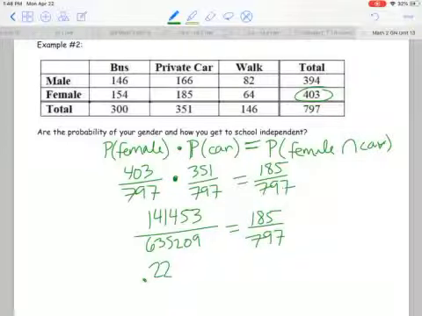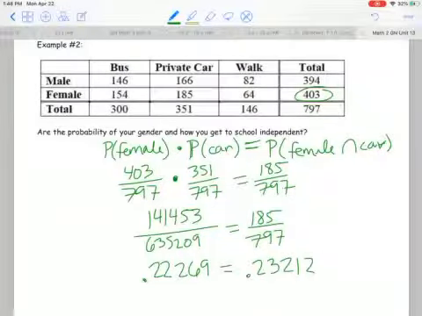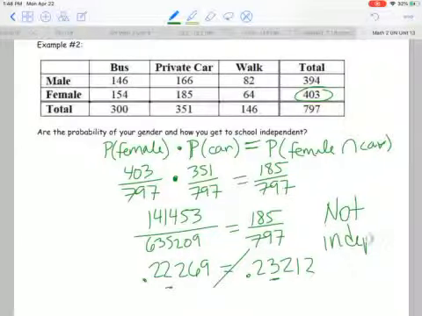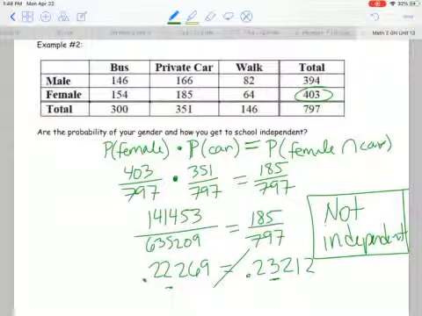So what I'm going to do is make sure I keep lots of decimal places to do this. So I get 0.22269. See how many decimal places I took? I'm going to do the same thing with the other side to see if they're the same. 0.23212. And if you notice, even though the first decimal place is the same, the second one is not. So they're not equal, which means they are not independent. Which means that if you're a female, it affects whether or not you take a car. That's what it's basically saying.